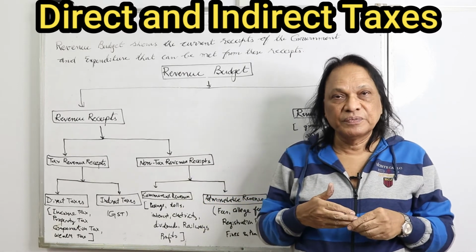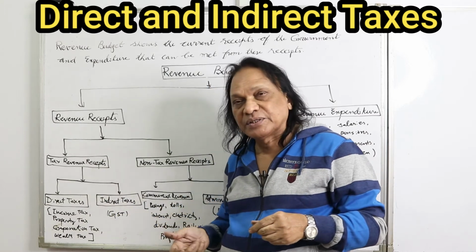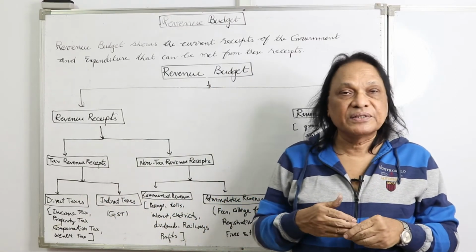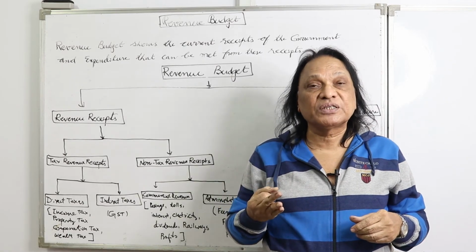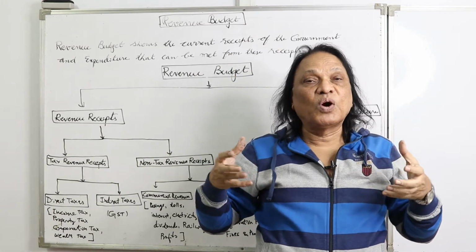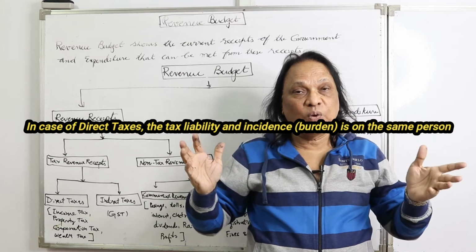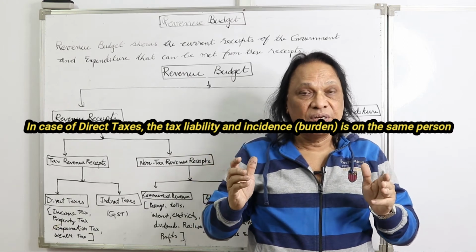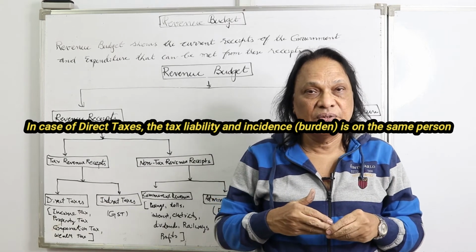These are the taxes. The second one, under tax revenue receipts, you have indirect taxes. What are indirect taxes? Earlier there used to be sales tax, there used to be octroi, there used to be customs duties, lot many taxes. Now, all these taxes have been clubbed together as one, that we call GST, Goods and Services Tax.